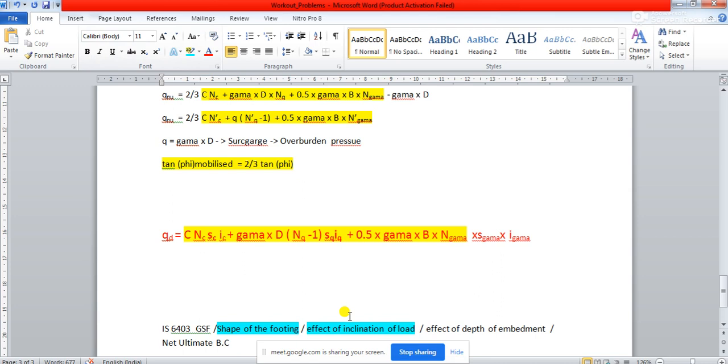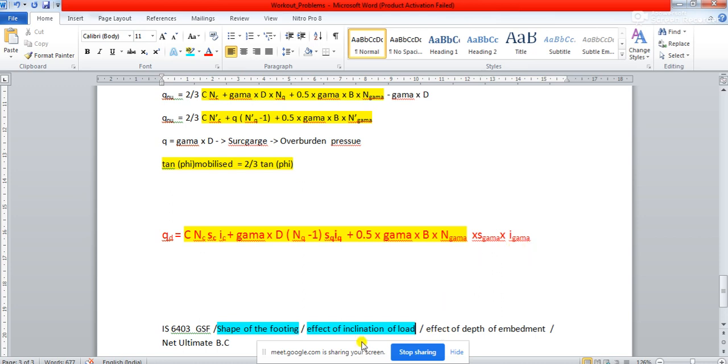So what will be the values of these IC, IQ and I gamma? That is defined by the Indian Standard Code, which has adopted the formulation basically from Meyerhof's formulation. Okay, so it's not Terzaghi, it's Meyerhof's formulation. So from Meyerhof's formulation, it has adopted something and defined the values of IC, IQ, I gamma. We'll come to that in a later part, and we'll show you what the values are for IC, IQ and I gamma.